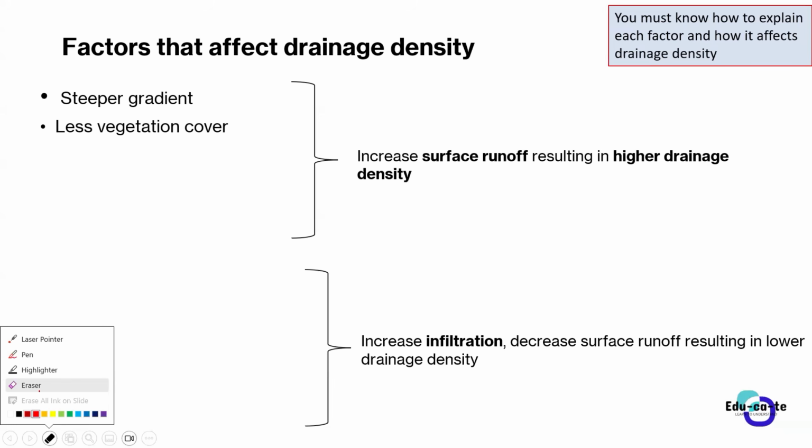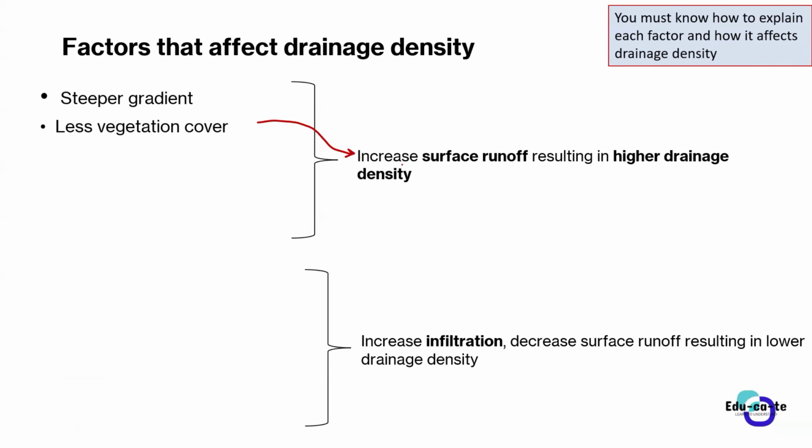You say that less vegetation cover increases surface runoff, resulting in a higher drainage density. Because here, remember, everything you want to link. You want to try and explain the factors that affect drainage density. You are trying to explain which factors can cause a higher drainage density, which factors can cause more streams flowing in an area than in the other area. Less vegetation cover. Okay. We've got other factors, more precipitation or heavy rainfall.